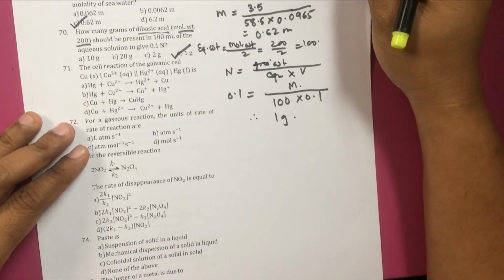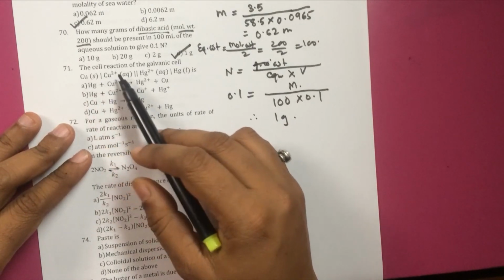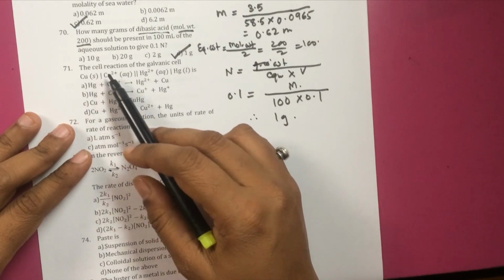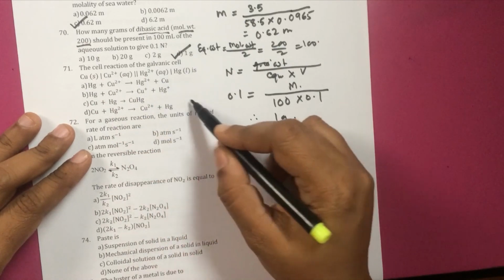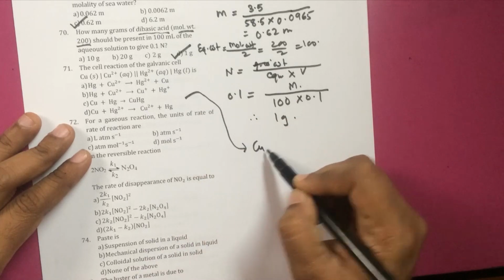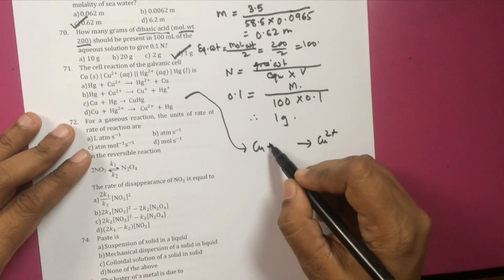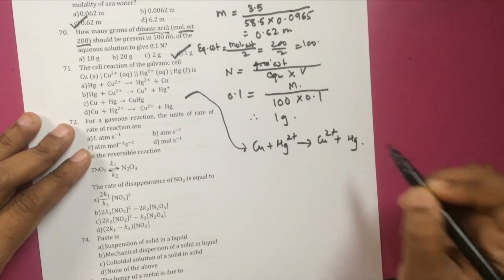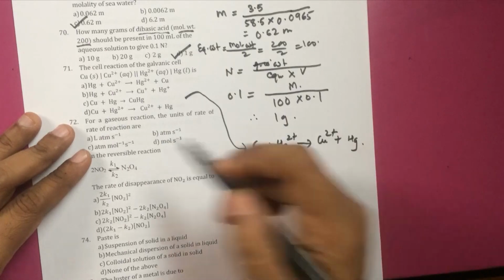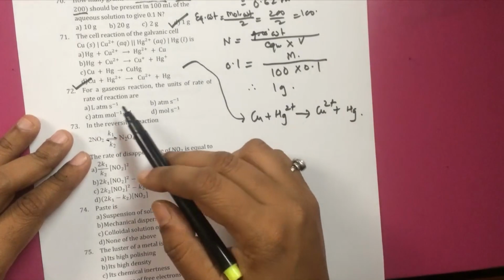Question number 71. The cell reaction of the galvanic cell. In this case, the copper is acting like an anode, so oxidation will take place, and mercury is the cathode, therefore reduction will take place. So the overall reaction will be Cu will undergo oxidation to become Cu2+, while mercury Hg2+ will become Hg. Therefore option D. Question number 72.